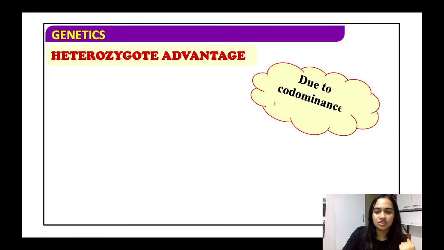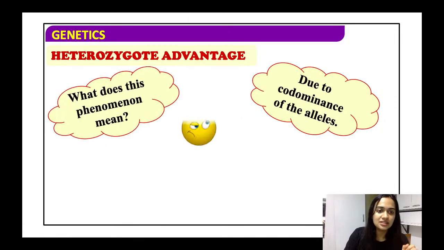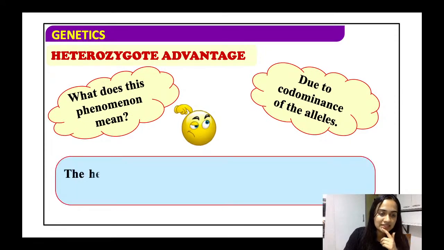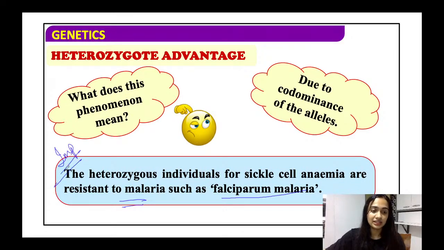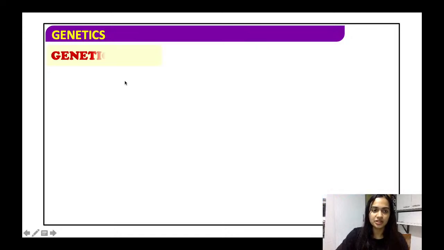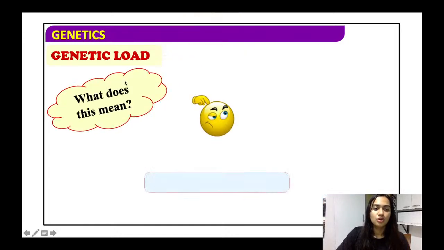Heterozygotic advantage. Now, what happens is that due to the codominance of the alleles, what does this phenomenon mean? This means that in the heterozygous condition for sickle cell anemia, they are resistant to malaria, falciparum malaria. So the sickle cell trait makes them resistant to malaria. So this is a heterozygotic advantage. Again, a very important point.